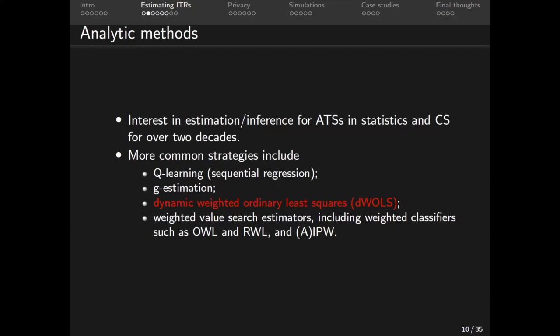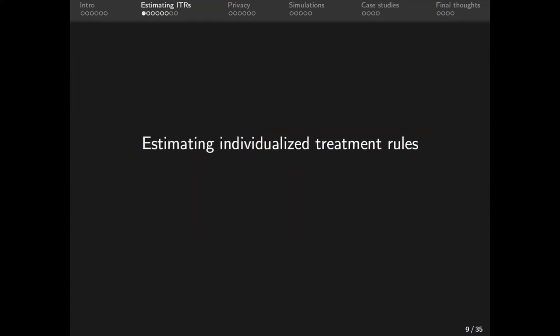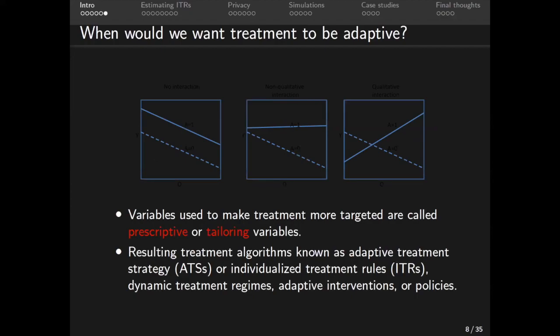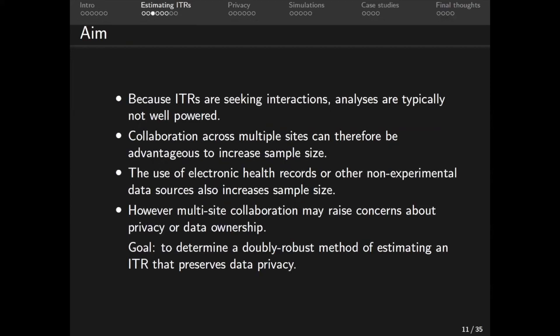I'm going to focus today on something called dynamic weighted ordinary least squares because it's super easy, so it's my favorite method. And then there's a whole other class of estimators known as value search estimators. The first three that I've mentioned are all regression based. So if you are comfortable with plots like this, you're comfortable with regression, then these methods should be easy to implement.